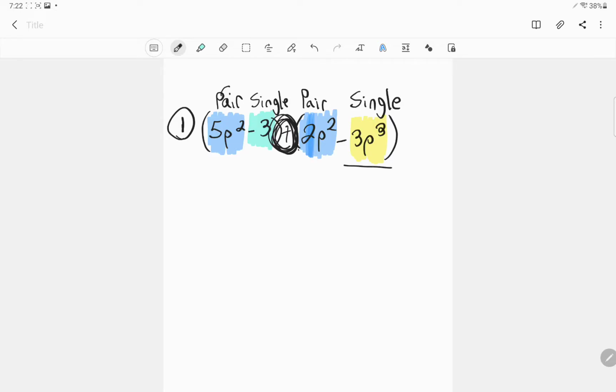Because it's a single, I'm just going to rewrite it. I'm going to put a negative 3p cubed, and that's it. I'm just going to leave it as it is. I am done with it, so at this point, I'm going to shade it out. I don't need it anymore because I already wrote it down. Now I'm going to look for the next highest power, which is going to be this guy and this guy. Because I am adding, I don't have to do anything.